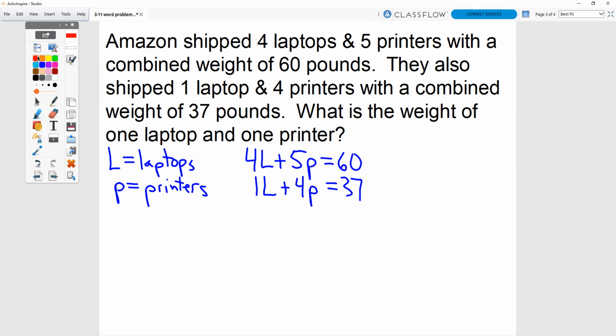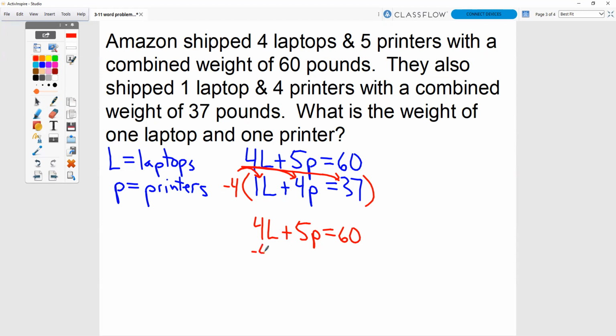I see that I have a 1L and a 4L. The opposite of 4 is -4. So I want to multiply this bottom equation by -4 so that I can create opposites with my L's. Distribute, distribute, distribute. So I didn't touch that top equation. I'm just going to rewrite my top equation. And now I'm going to distribute.